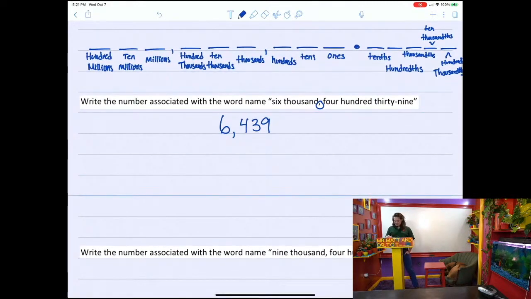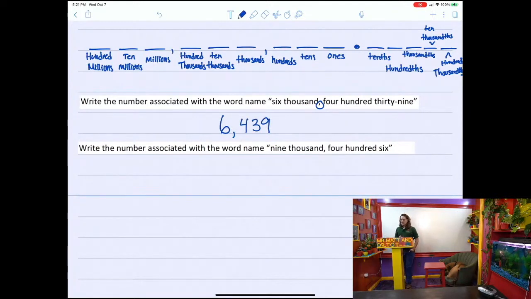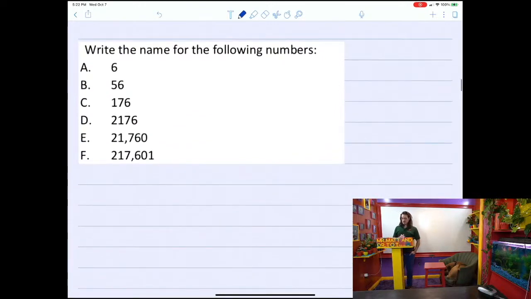And the number associated with the word name 9,406. Notice that we don't have any hyphenation in that last ones value, so that means we just have a single ones digit. We don't have a tens digit there. So that's going to be 9,000, 406. There's no like 26 or 36 or 46. It's just 406. So there's no tens units there. If there's any questions, please let me know. Otherwise, I'm going to give you 3 minutes. Please do questions A through F.